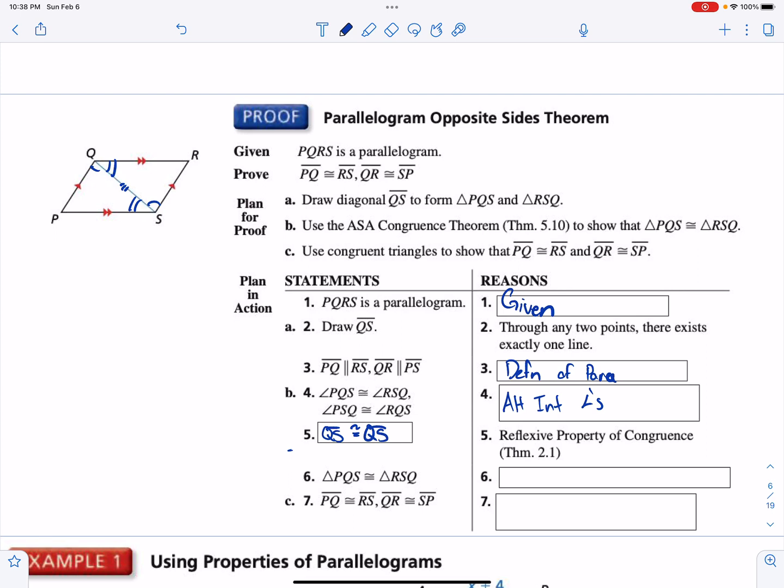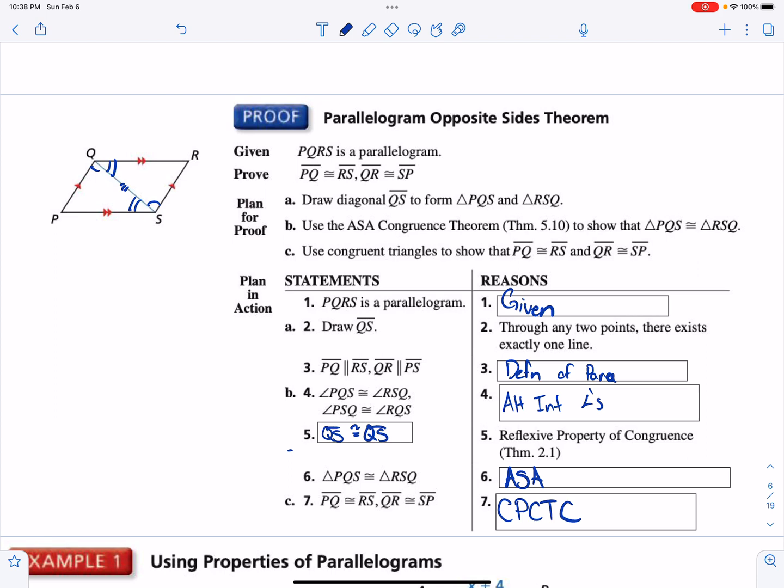PQS and RSQ are congruent by the pattern angle, side, angle. And lastly, we can say the remaining parts are congruent by corresponding parts of congruent triangles are congruent. Now again, that's the proof of why the opposite sides are always congruent. You're going to see a similar one for opposite angles.